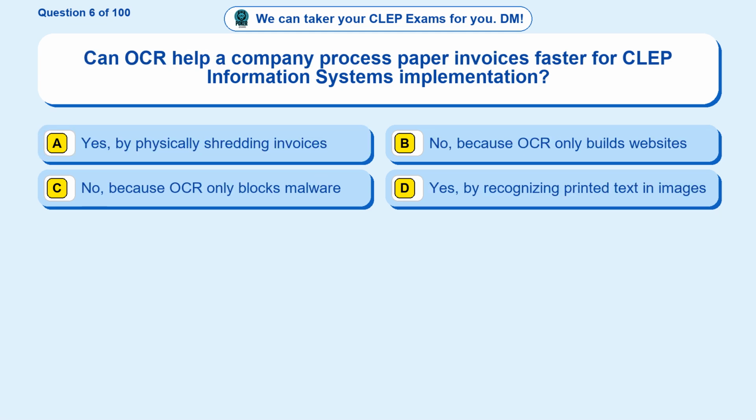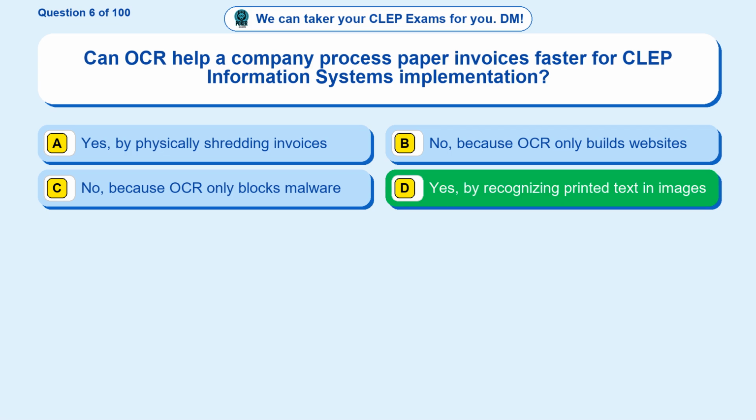Question 6. Can OCR help a company process paper invoices faster for CLEP Information Systems implementation? Option A. Yes, by physically shredding invoices. Option B. No, because OCR only builds websites. Option C. No, because OCR only blocks malware. Option D. Yes, by recognizing printed text and images. The correct answer is option D. Yes, by recognizing printed text and images.